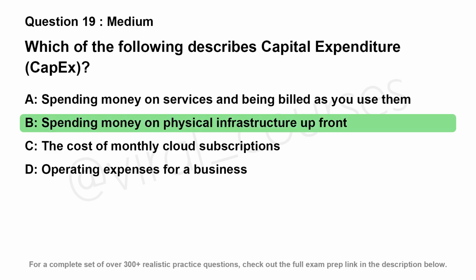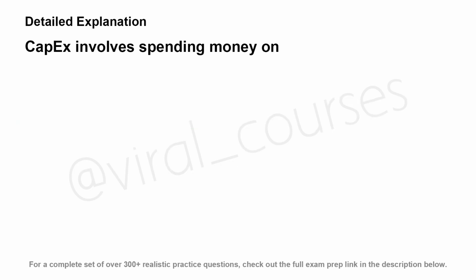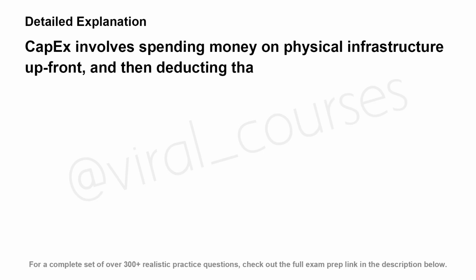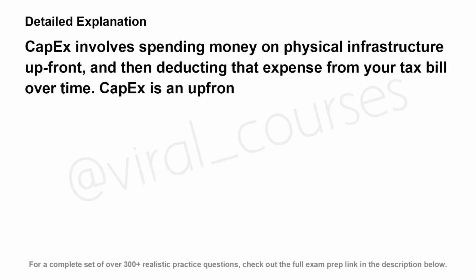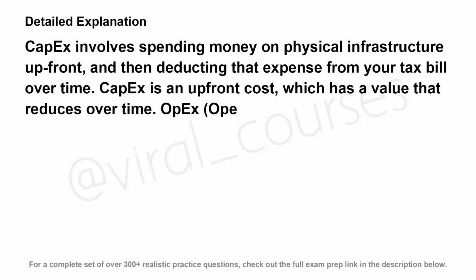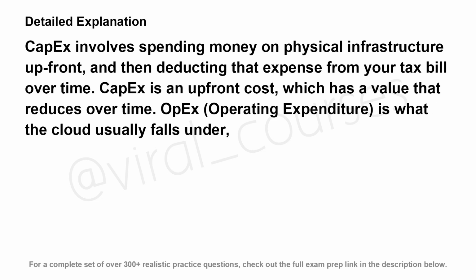The correct answer is B. CapEx involves spending money on physical infrastructure up front, and then deducting that expense from your tax bill over time. CapEx is an upfront cost, which has a value that reduces over time. OpEx, operating expenditure, is what the cloud usually falls under, where you pay as you go.